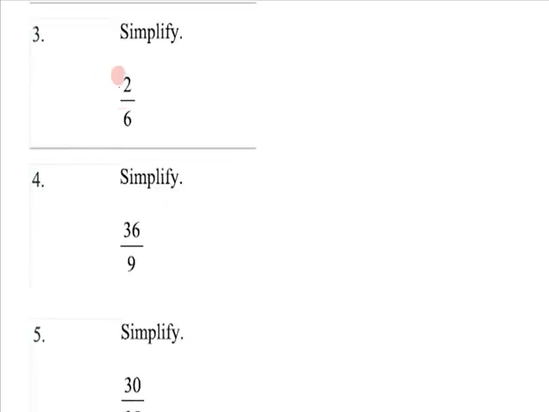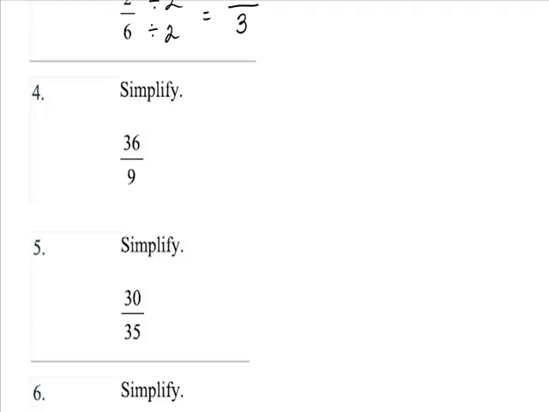Right? 2 over 6. Well, they are both divisible by 2, and divided by 2, 2 goes into 2 once. 2 goes into 6 3 times. So that is 1/3. Now the next one is an improper fraction.